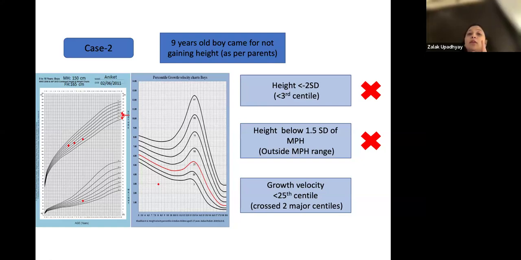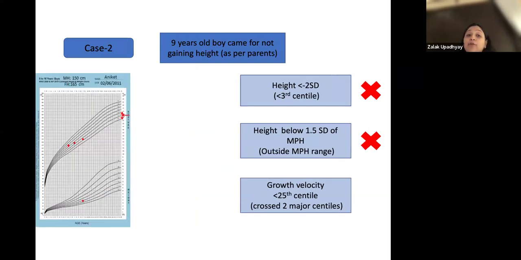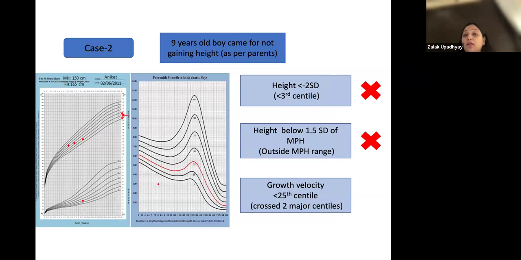So always remember that growth plotting is very important in each and every child to pick it up early. If this child comes for the first time, I would have probably said, no, this is normal. Nothing to do, let's see, we'll see for 6 months, we'll see the growth velocity and decide. But if I had this chart showing me that the child is crossing centiles and coming down, I would have straight away not wasted time and started investigating the child. So this is the beauty of using the growth charts regularly and plotting them.